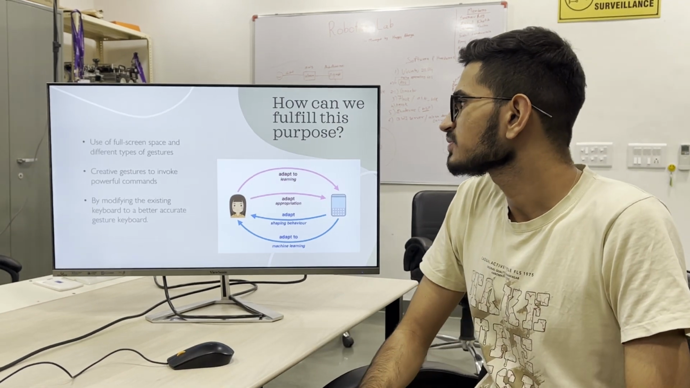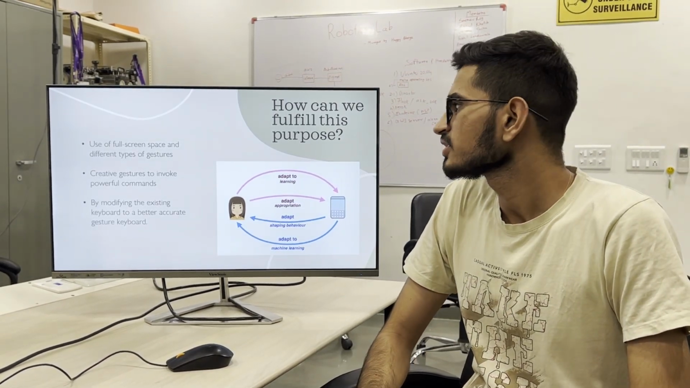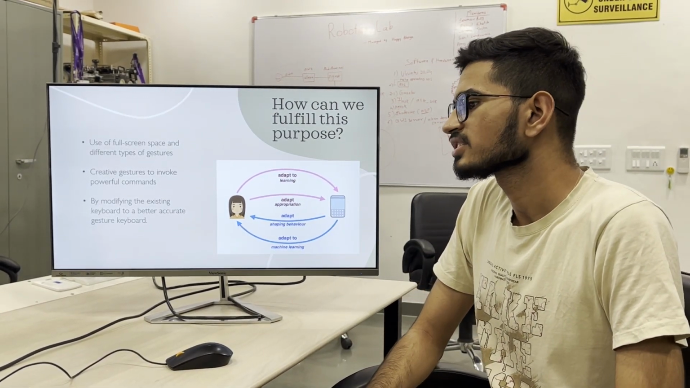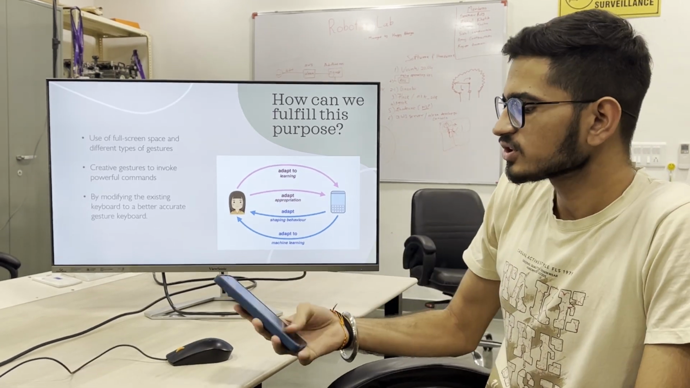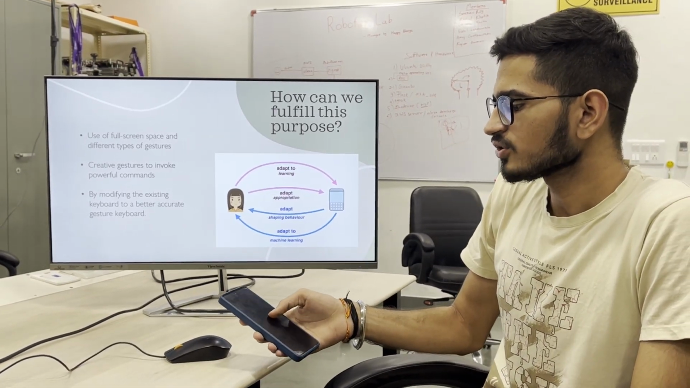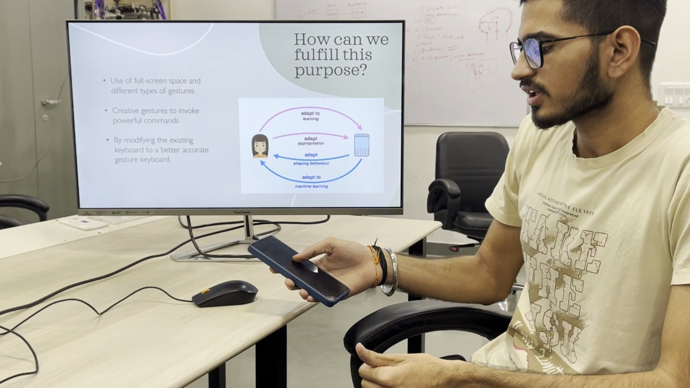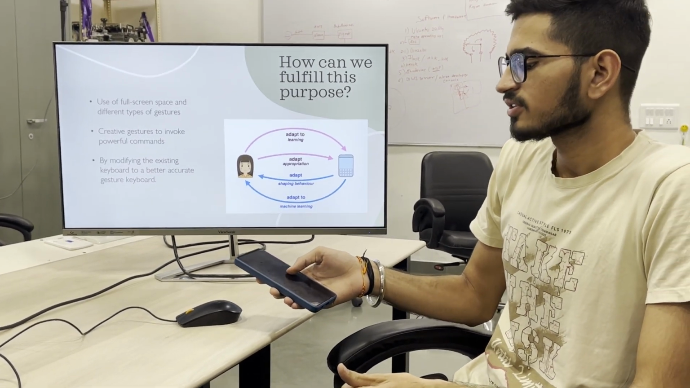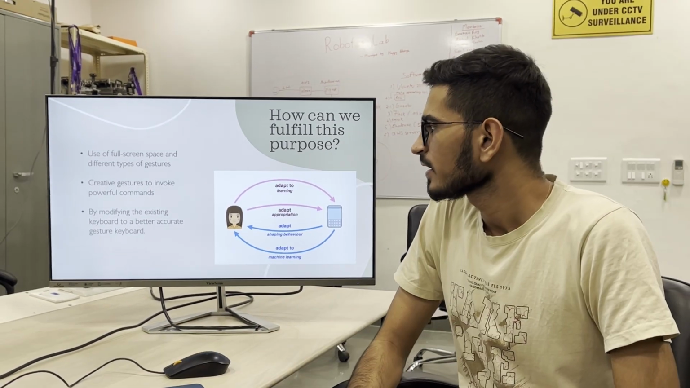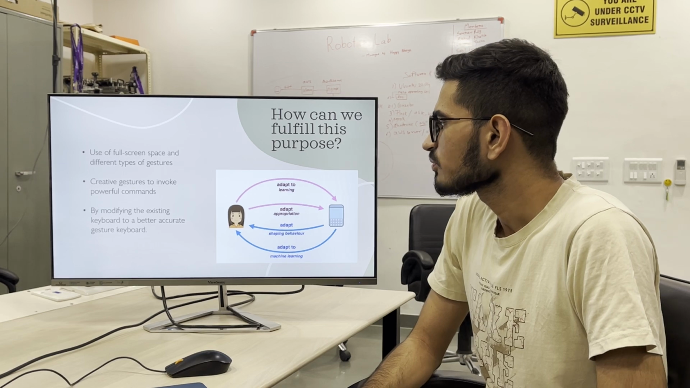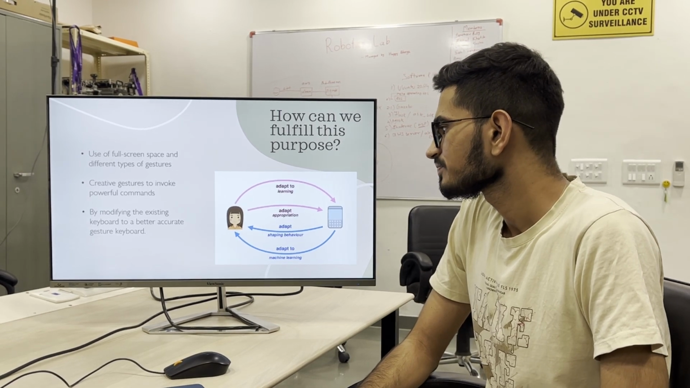How can we fulfill this purpose? Use of full screen space and different types of gestures. If we use the full screen of the mobile for gestures, we can increase the number of functionalities available. And by modifying the existing keyboard into a more accurate gesture keyboard.